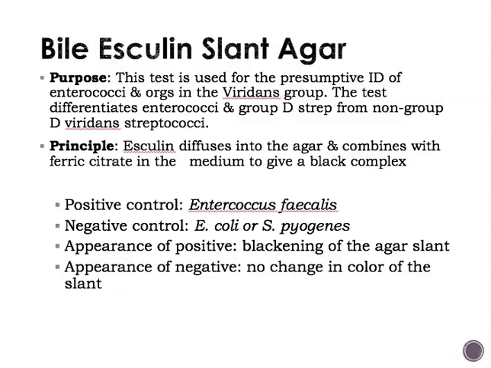So bile-esculin, it's a slant agar, so it's the same media that's in the agar plate, like your blood agar plate, but it's poured into a tube on a slant. And what you have to do is pick up several colonies from your patient sample with your loop. You stab straight down into the agar, all the way to the bottom of the tube, and then as you're pulling the loop out of the agar, you spread it across the surface of that slant.